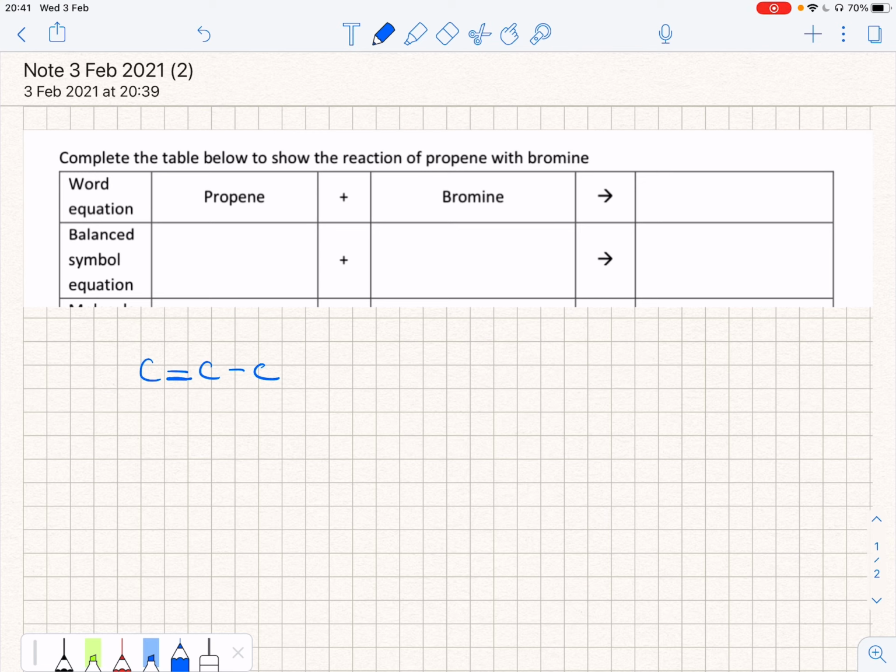Count your bonds. Make sure there's 4 bonds on each carbon. So add the hydrogens as required, okay? And we're adding to this bromine. So what I'm going to do is draw out a bromine. Bromine is diatomic, so it is Br2.